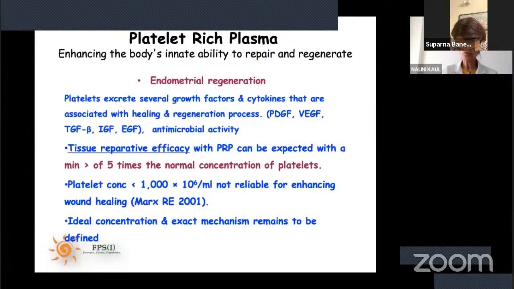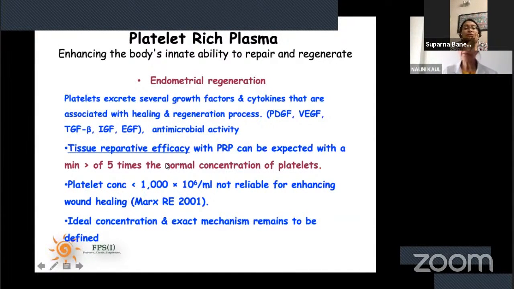So then we come on to the new kid on the block, which is the platelet-rich plasma, which is really making waves in all the disciplines of medicine. Platelet-rich plasma enhances the body's innate ability to repair and regenerate. Platelets excrete several growth factors and cytokines that are associated with healing and regeneration, such as PDGF, VEGF, TGF, IGF, and EGF, and they also have an antimicrobial activity.